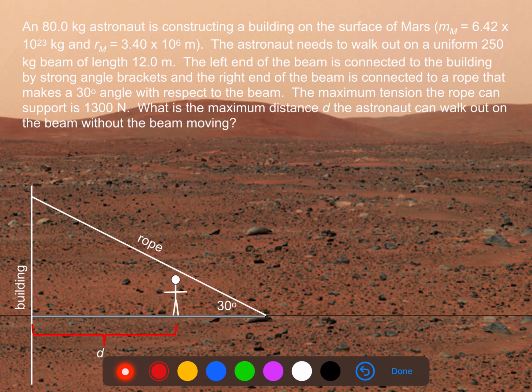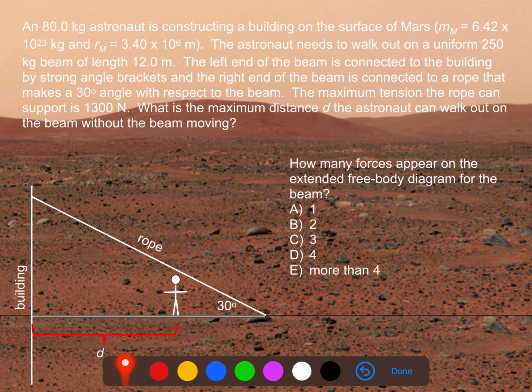Okay, so we've looked at the universal law of gravity. In the previous unit, we looked at static equilibrium. Why don't we go ahead and synthesize and combine these two concepts into a problem-solving effort involving an astronaut on Mars? So this astronaut is standing on a beam that is sticking out of a building, and it's being held in place by the tension on this rope that you see here. And we want to know how far this astronaut can walk out onto the beam without disrupting this equilibrium.